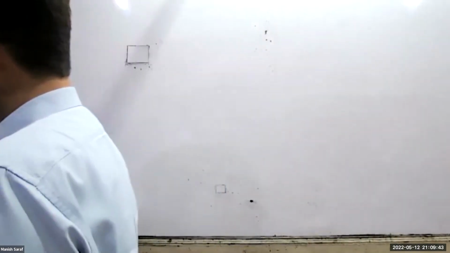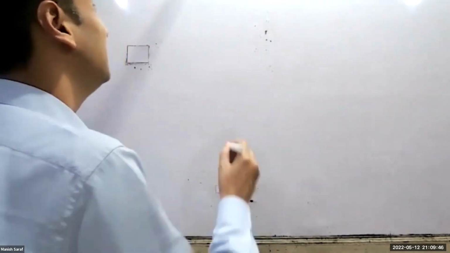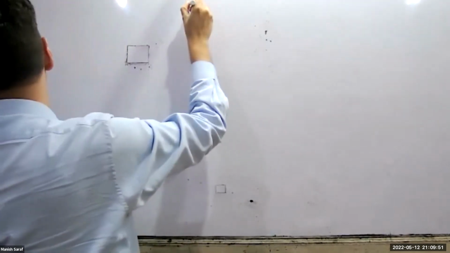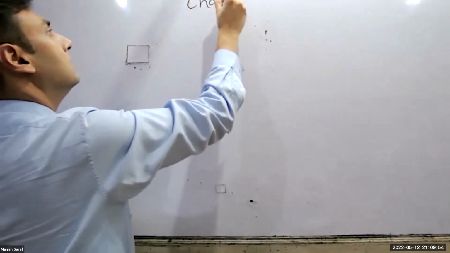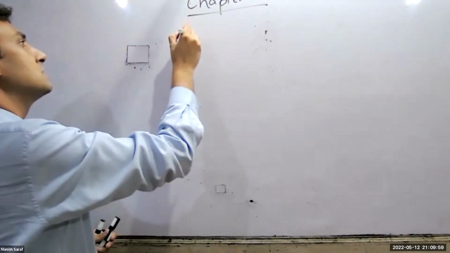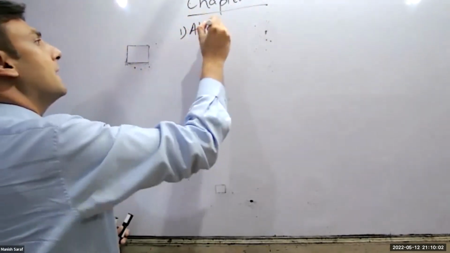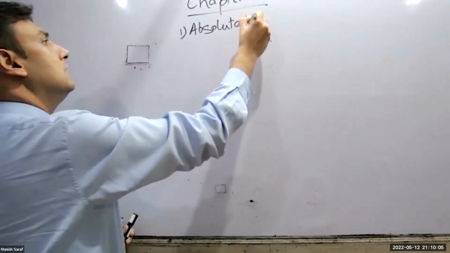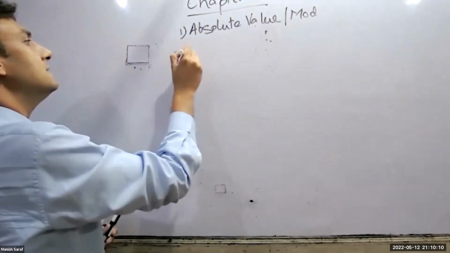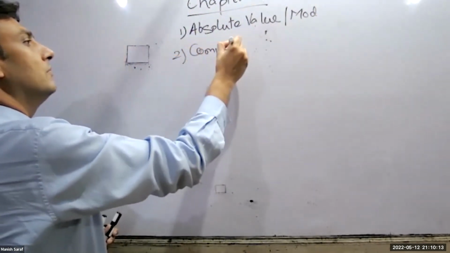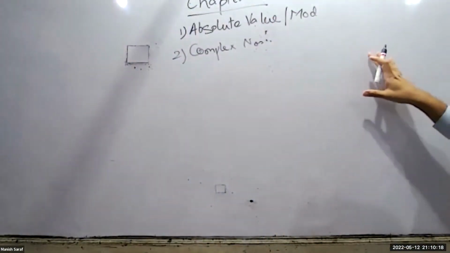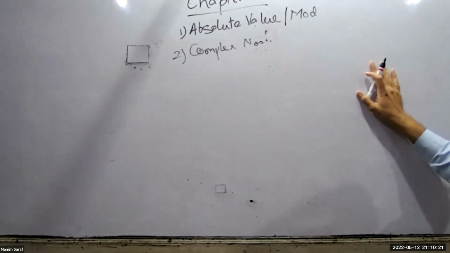So we are doing chapter 5 today. Chapter 5 is about two things. We are doing two concepts. One is called absolute value, which you also know as the mod function. And second, we'll talk about complex numbers. Both are very interesting, important topics with respect to the SAT.